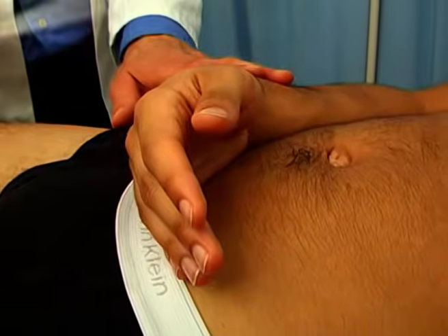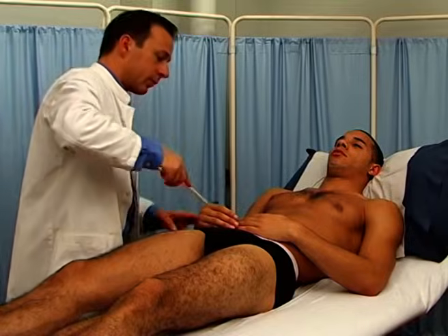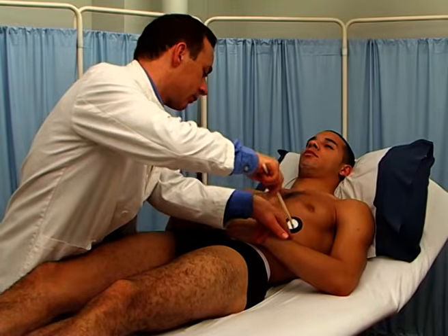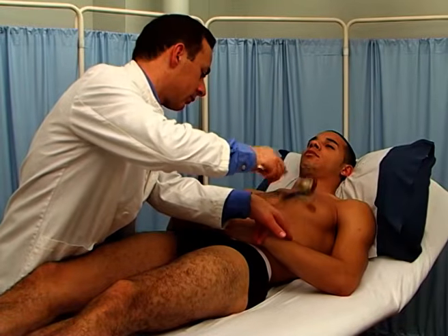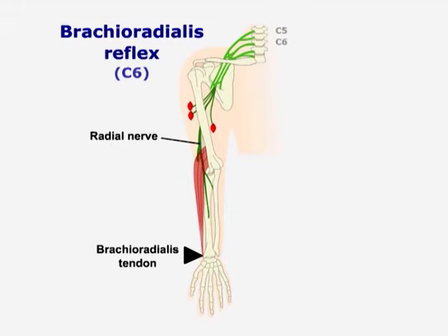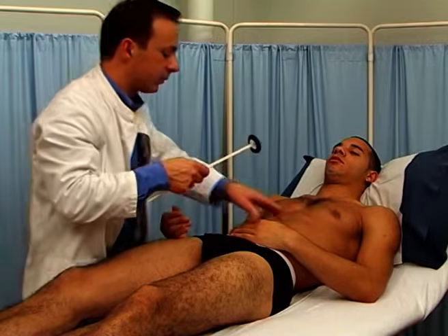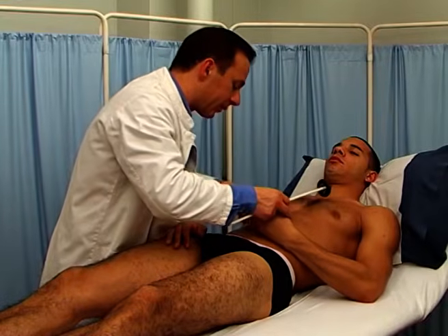For the supinator reflex, place the forearm in a semi-pronated and semi-flexed position. Place your fingers or thumb on the distal part of the radius just above the styloid process and strike your own fingers. You may also strike the tendon directly, but take care not to cause any pain. The supinator or brachioradialis reflex is supplied by the radial nerve, mostly from C6. Finger flexion: the median and ulnar nerves, mostly from C8.